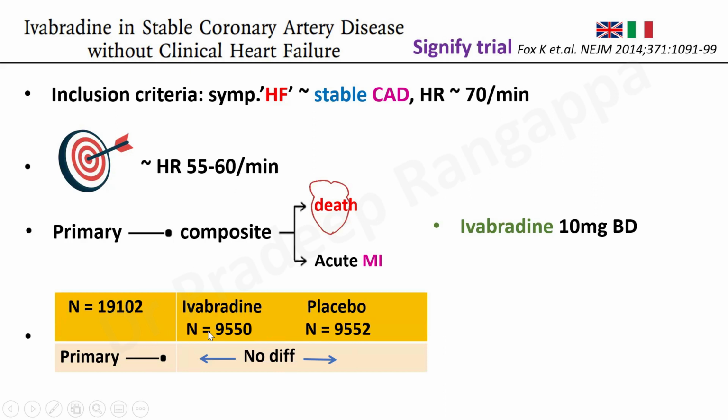For the primary endpoint, which is a composite of cardiovascular death and acute MI, there was no difference between the Ivabradine group and placebo. So this possibly tempered the enthusiasm. Although the SHIFT trial and the BEAUTIFUL trial were more about heart failure, this was stable coronary artery disease without overt clinical heart failure, and they found no difference in the endpoint. So again, this goes to show that possibly Ivabradine didn't hold promise in stable coronary artery disease.